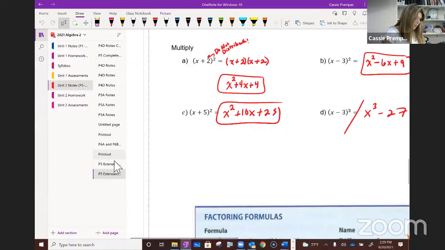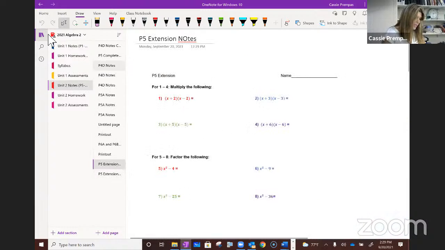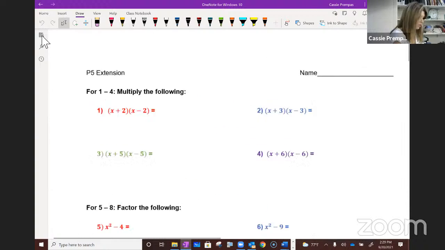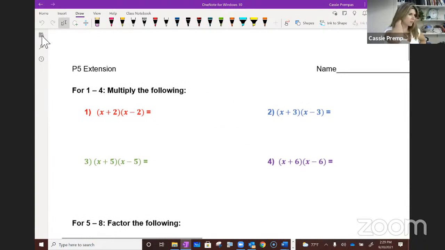All right, guys, you should be on these notes, P5 extension. One thing to be aware of, if you're using the paper copy notes, there are colors on these notes and they are given to you on purpose. So maybe just recognize what colors are up on the screen and I'll show you what they're for.